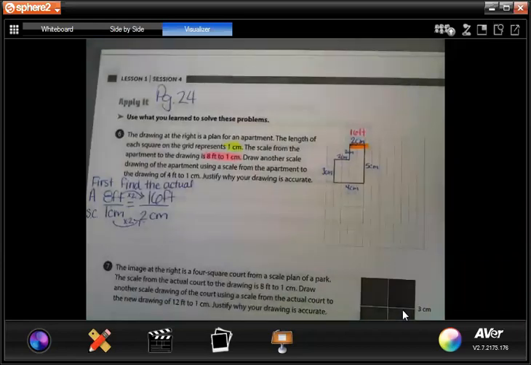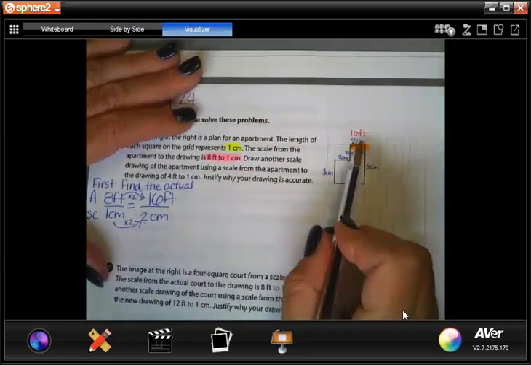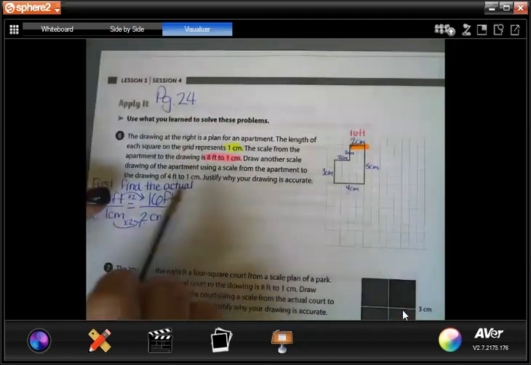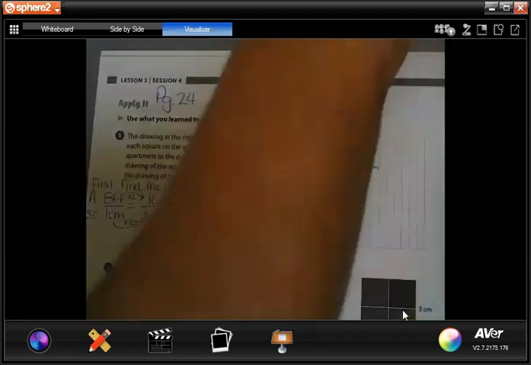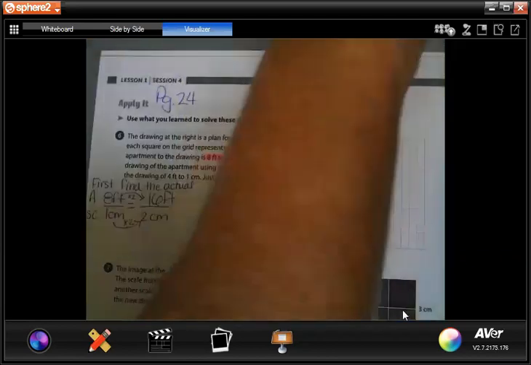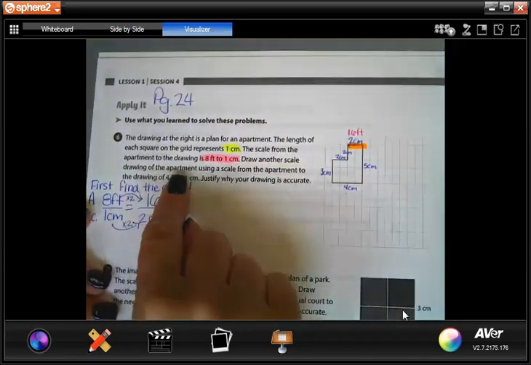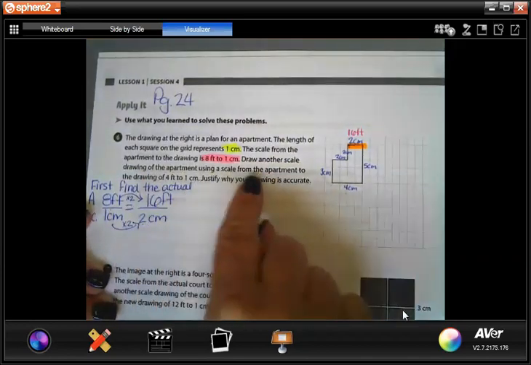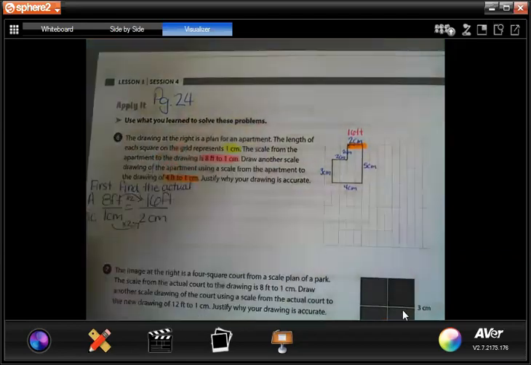Okay, so now that we know one of the side lengths, we're going to be able to use that with our new scale to find out what the dimensions of the scale drawing will be. So if we go on to this, it says, draw another scale drawing of the apartment using a scale from the apartment to the drawing of 4 feet to 1 centimeter.